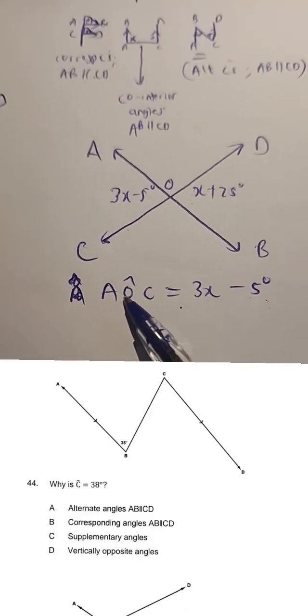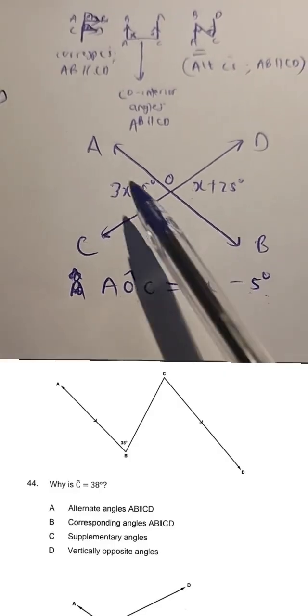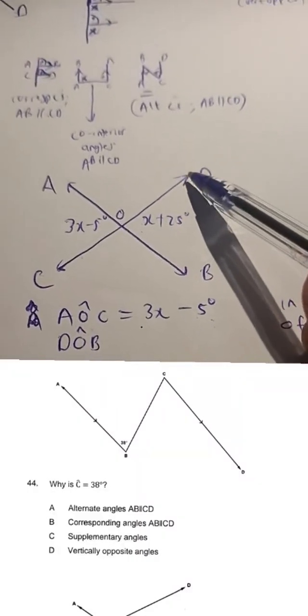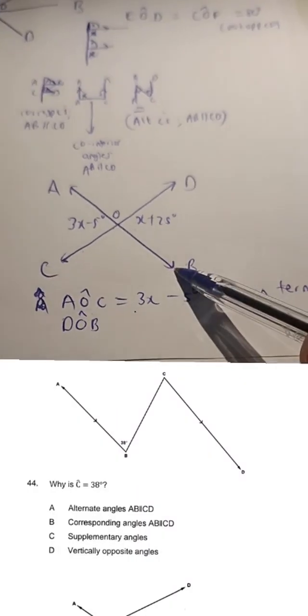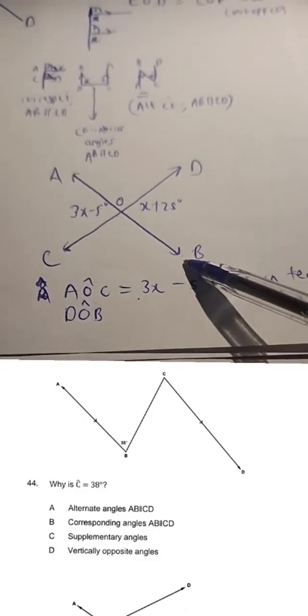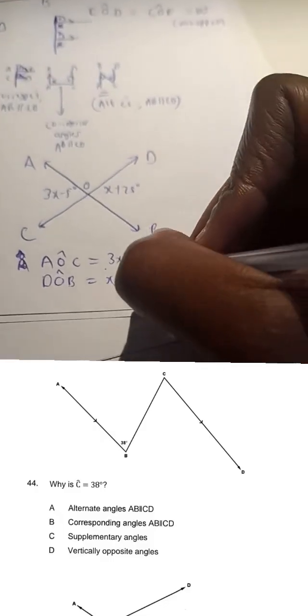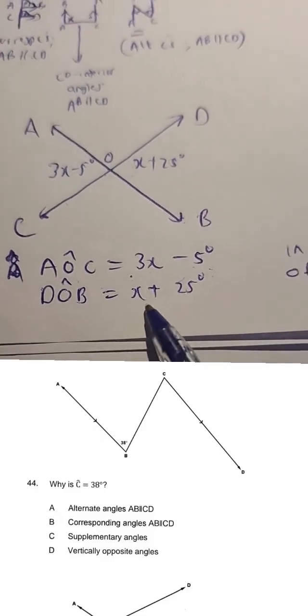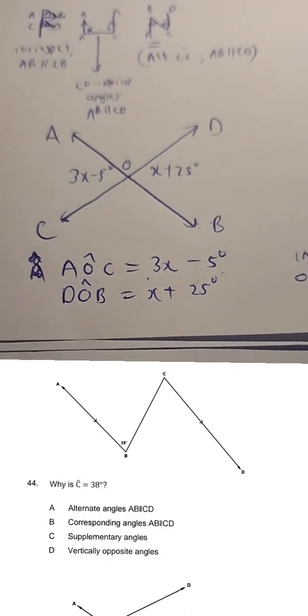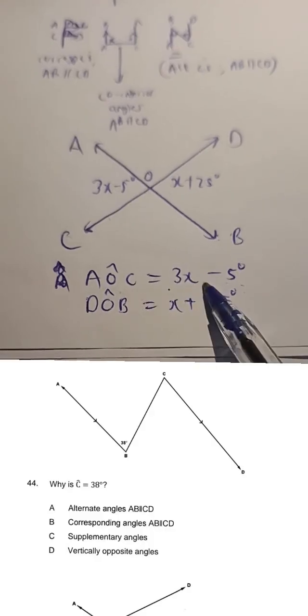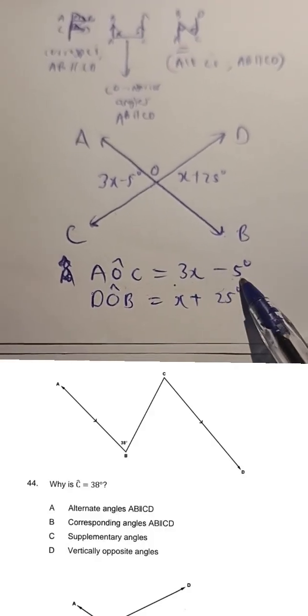So anyways guys, angle AOC is in terms of x, so that's 3x minus 5 degrees. Angle DOB, do you see my letter formation here? Angle DOB, or you could say angle BOD. Angle DOB is also in terms of x, it is x plus 25 degrees. Do you see that, guys? So when we say in terms of x, I hope you now understand. We just mean that somewhere in the expression of the angle, there must be a variable x.